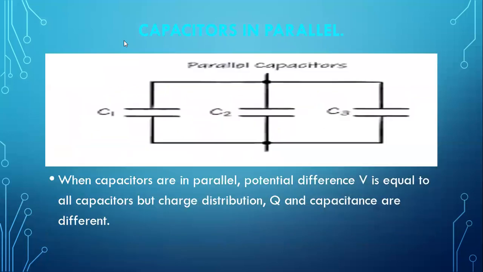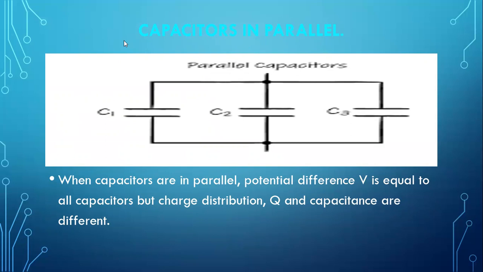Now let's see the capacitors in parallel. As you can see in the illustration, that's how the capacitors are arranged in parallel. When capacitors are in parallel, the potential difference, that is V, is equal for all the capacitors, but the charge, that is Q, and the capacitance are different. So from there you can see the difference between capacitors in parallel and in series.